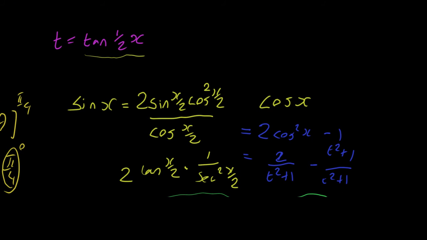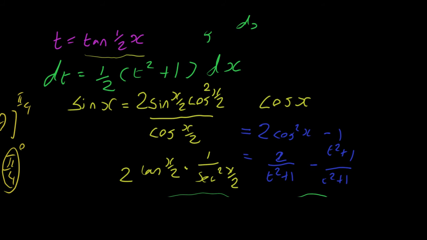The last one we also want to have is dt. What's it going to be? That's going to be a half sec squared, and again, sec squared is tan squared plus 1. So that's useful as well. In other words, the most common one is dx is 2 over t squared plus 1 dt.